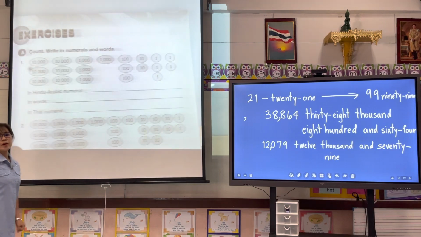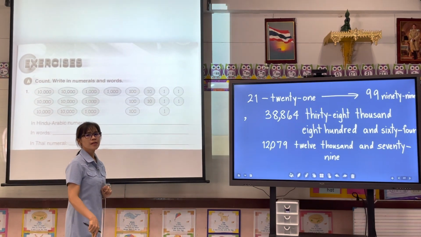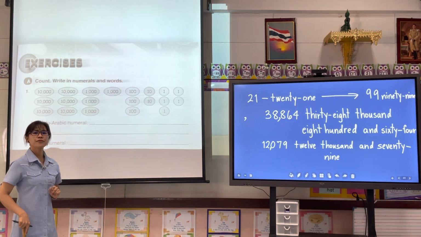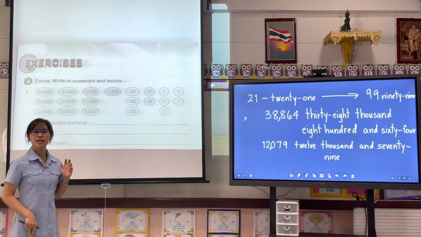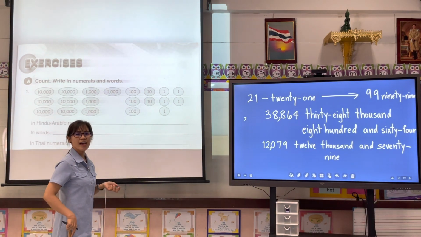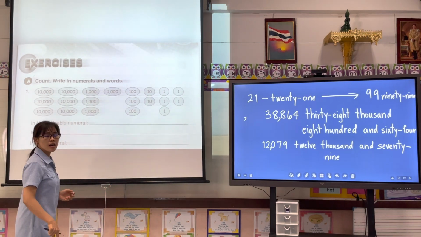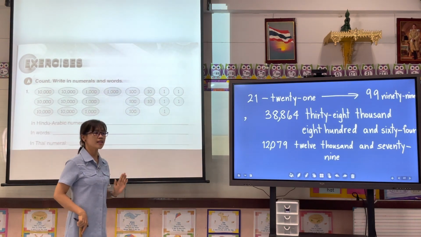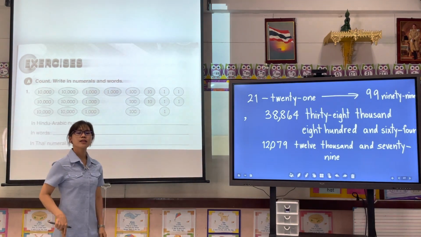For your activity in this lesson, please answer pages 3, 4, and 5 in your workbook. That is about reading and writing Hindu-Arabic numerals consisting of 5 digits.